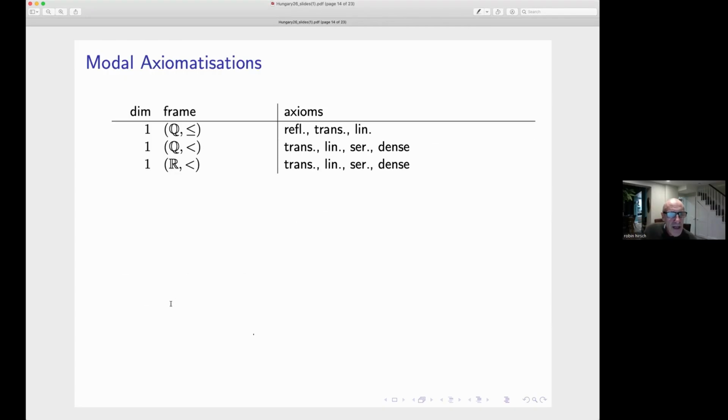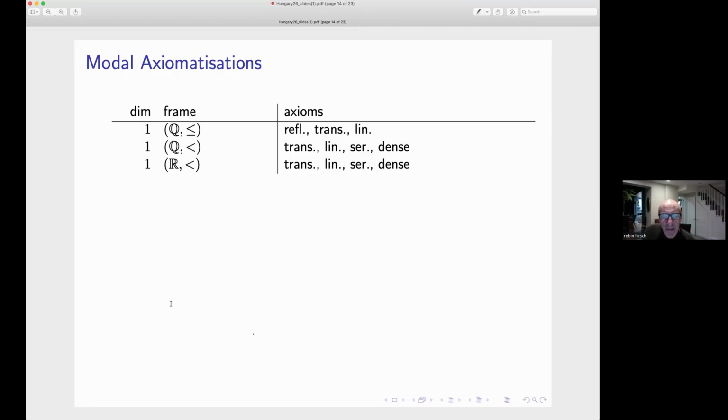Okay, so some known axiomatizations. If we start with the rational numbers in one dimension and we take the reflexive case, the axioms reflexivity, transitivity, and linearity are sound and complete, and this follows from the fact that these axioms are Sahlqvist. It follows that they are true in the canonical frame, and that means you can do a sort of back and forth construction from a countable elementary subframe to the rational numbers, and you will get the required models that you need. And this also works for the one-dimensional rational numbers when it's irreflexive, but we have to add in density and seriality here.